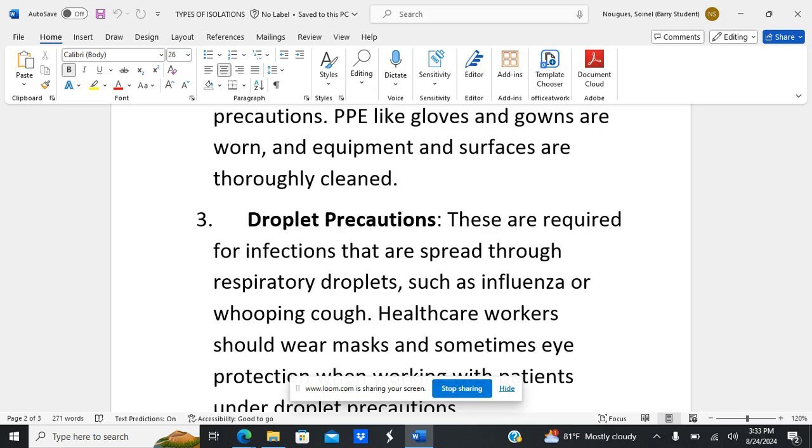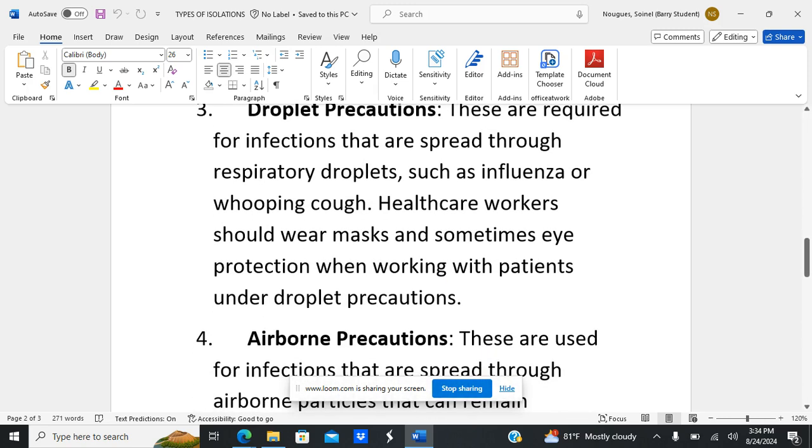Influenza or whooping cough: if the patient coughs in front of your face, you can get infected. Make sure you wear a mask. They're going to ask you this question. Make sure you know. Healthcare workers should wear masks and sometimes eye protection. Make sure you wear glasses, because if you don't, you can get infected by the droplets from the patient reaching your face. Make sure you do that, guys.